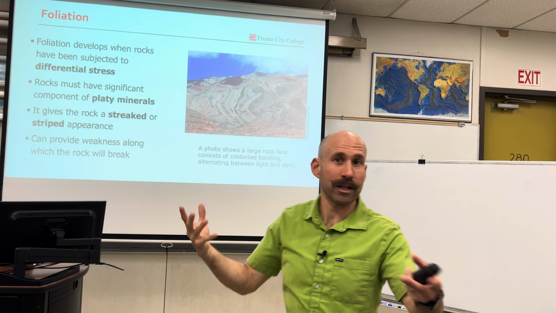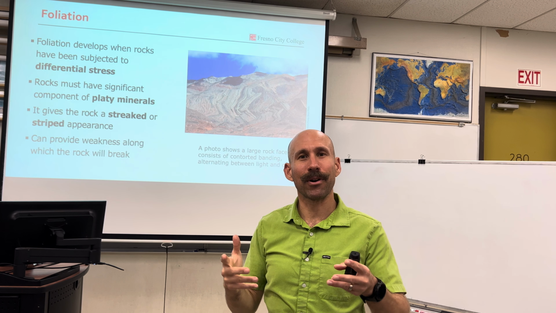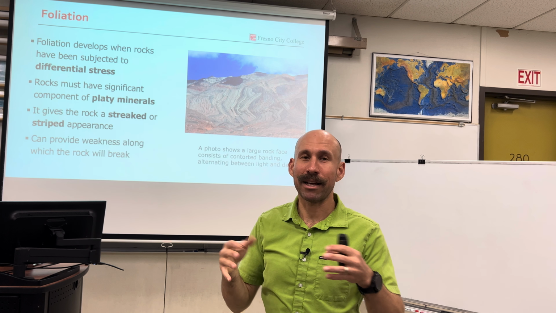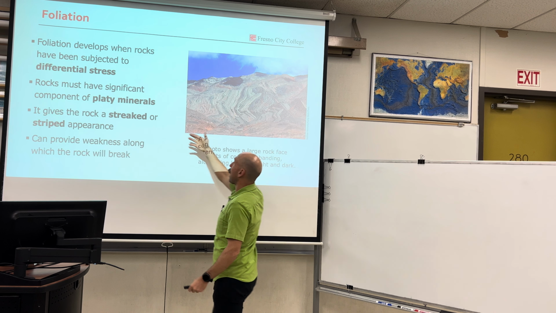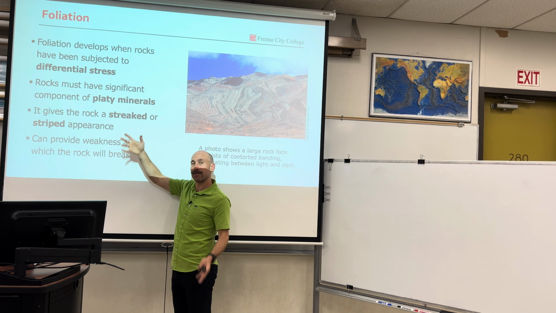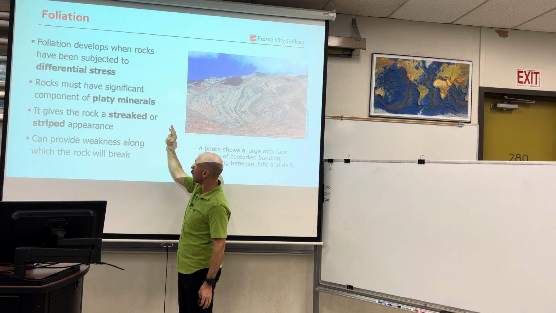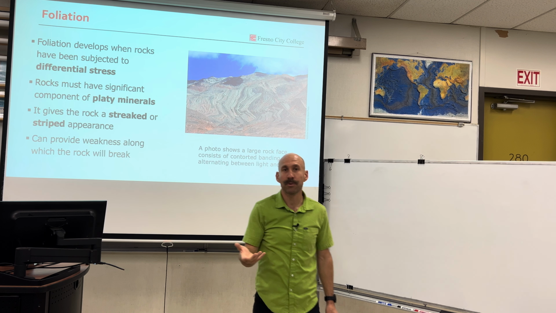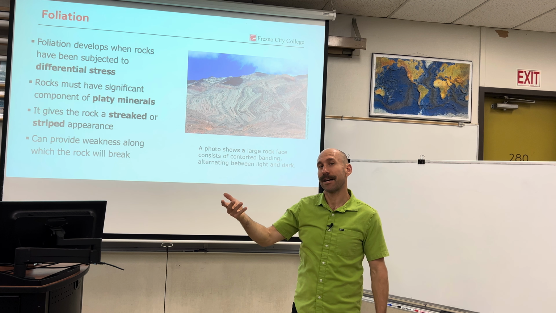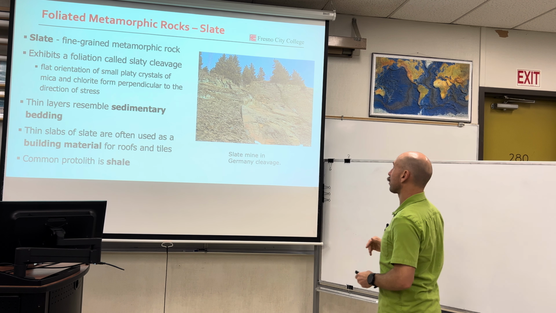So where does the stress come from? Plate tectonics and the shifting of Earth's large tectonic plates over its surface. If the rocks have a composition with platy minerals, muscovite mica being a very common one, then it can give a streaked or striped appearance, also providing planes of weakness, which we could call rock cleavage, in which they will break, and we'll see the various rocks coming up.